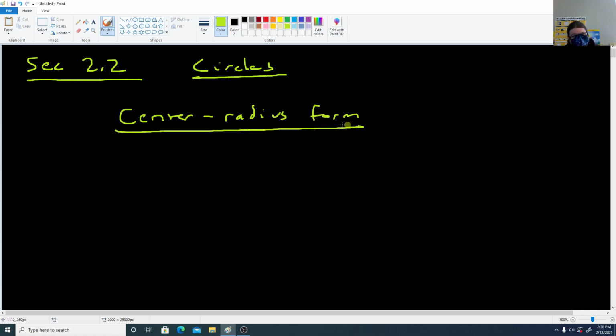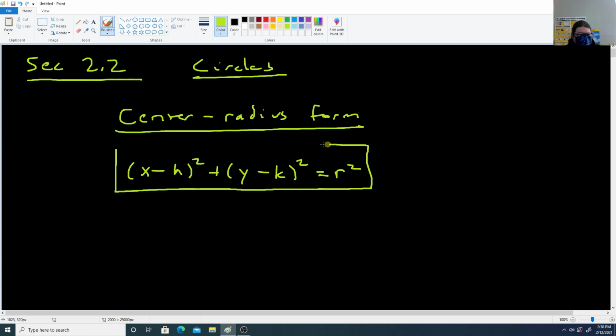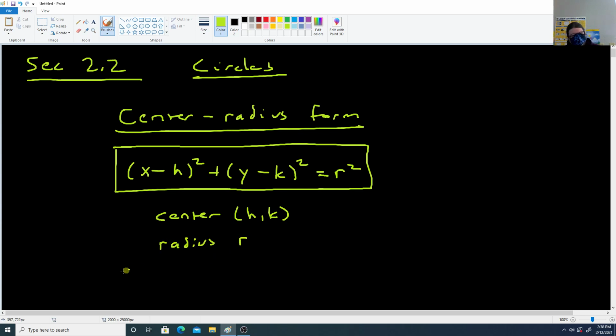And this form is going to be x minus h squared plus y minus k squared equals r squared. So any equation you get in this format represents a circle. The center will be the ordered pair (h, k), and the radius will be r.